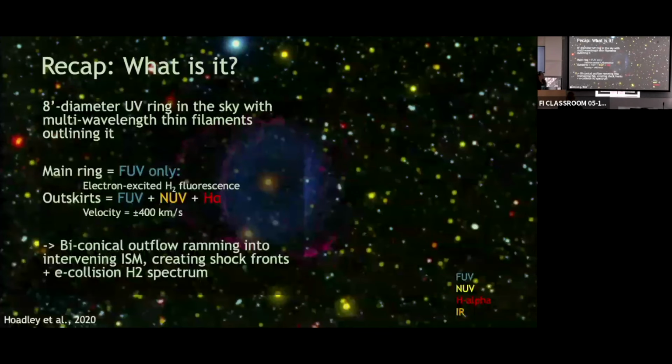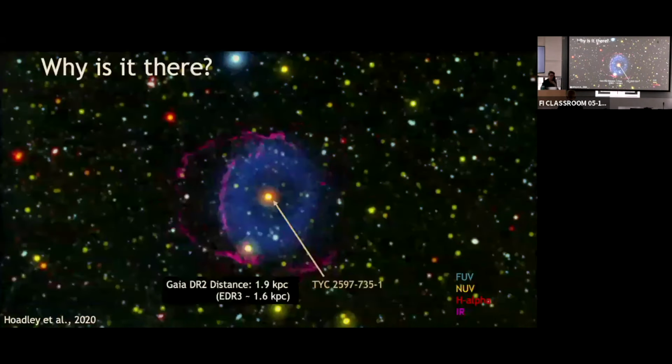Okay, so let's quickly just go over what we know so far. We have a fairly large nebulae on the sky that has apparently a collisionally excited molecular hydrogen outflow that's moving at about 400 kilometers per second and seems to be characterized pretty well by a biconical outflow that starts from this star at the center here. This star has a name. It's really catchy, TYC 2597735. So I'll probably just call it TYC or something from now on.